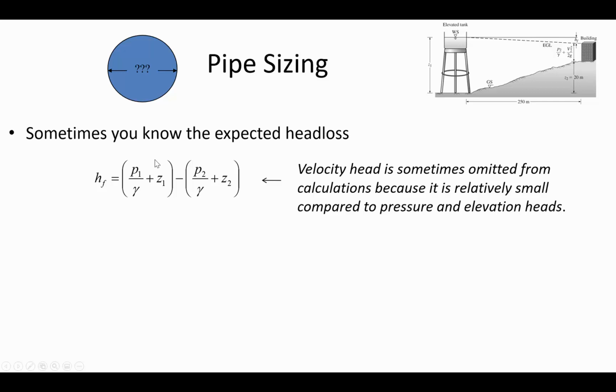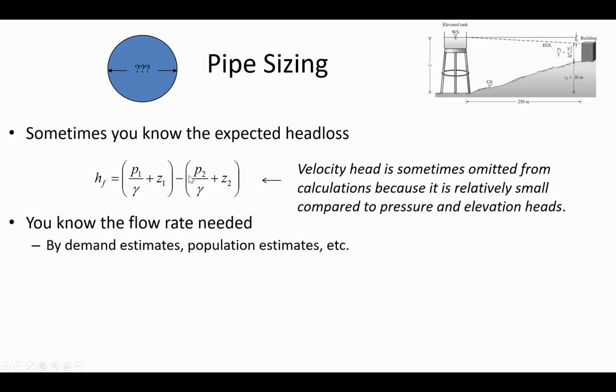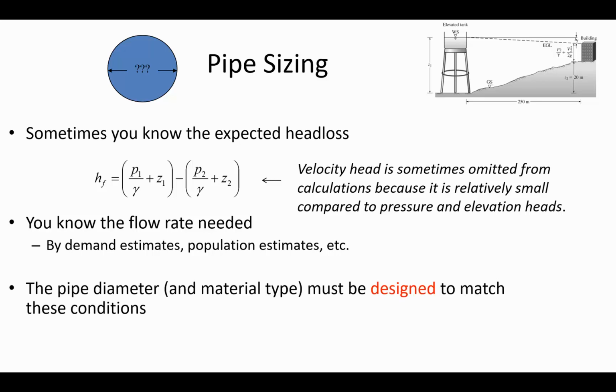So the point is sometimes you know the expected head loss, and you know the flow rate that needs to be delivered through a certain conduit, and you maybe are getting the flow rate that's needed by an estimate of how many people are going to live in an area later on in the future, and you know how much water per person is going to be used by that population. So you synthesize some sort of an estimation of the flow rate that needs to be delivered through the pipe, and the question is what diameter and what material type is appropriate to deliver the flow that's needed. So that's the process that we're going to take a look at with this next part.